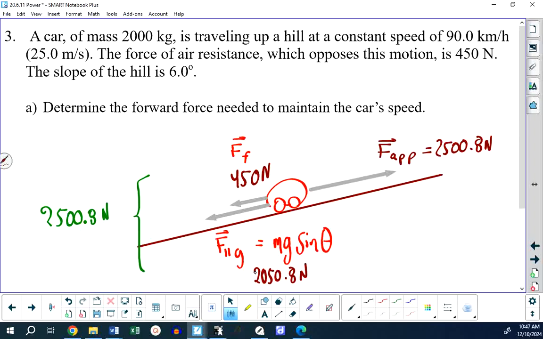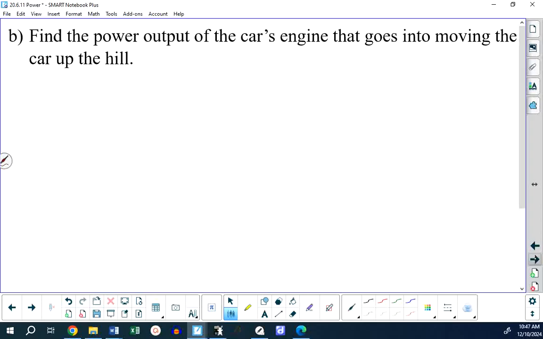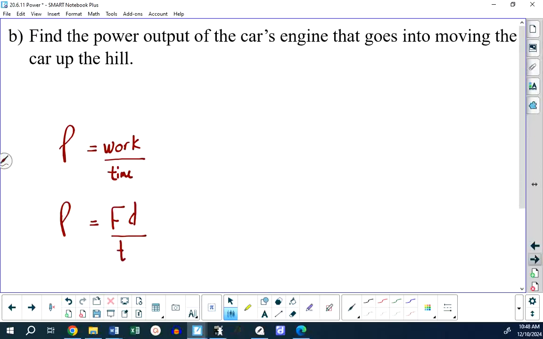We did this so we can answer part B. Part B is, what's the power output? So power output is work over time. Work is force times displacement over time. Right, we know the force. We just calculated the force. We don't know the distance and we don't know the time. What can we do here? And there's a couple of options.